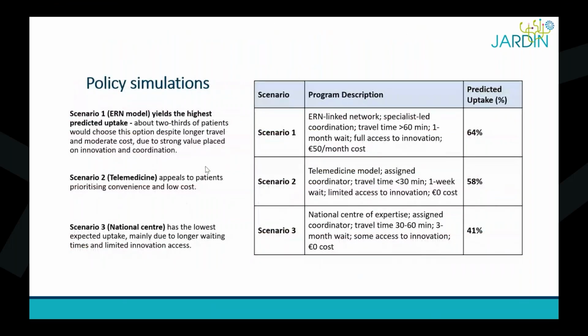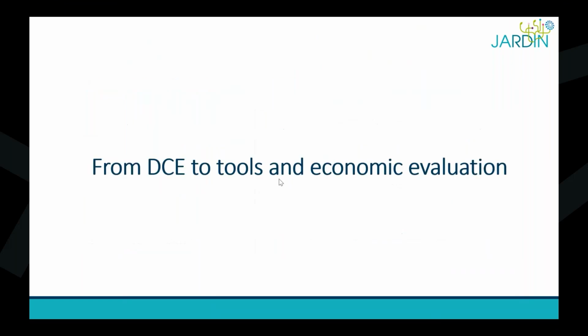Yeah, so the kind of policy simulations I was talking about is that you can create a package of programs. For instance, scenario one is a European reference linked network, specialist-led coordination, travel time of more than 60 minutes, one month's waiting time, full access to innovation, and it costs 50 euros per month. If we combine this package, what would be the probability of uptake? What is the predicted uptake? You can do whatever combinations. You can create your own scenarios, and then you can see the predicted uptake, which is really important for policy purposes. Next slide, please. Yeah, now is the last part of my presentation.